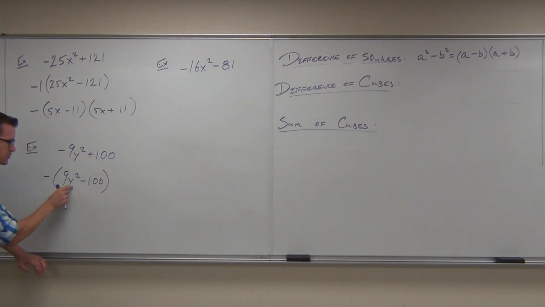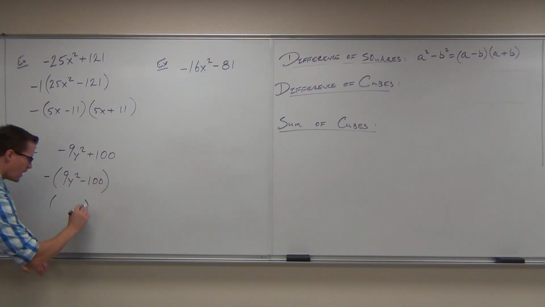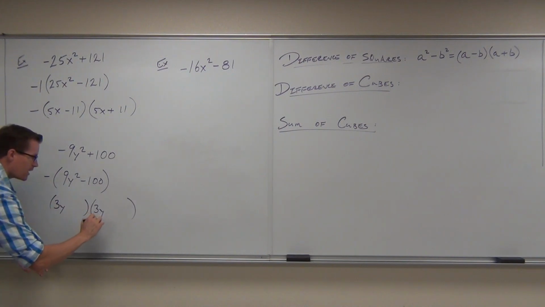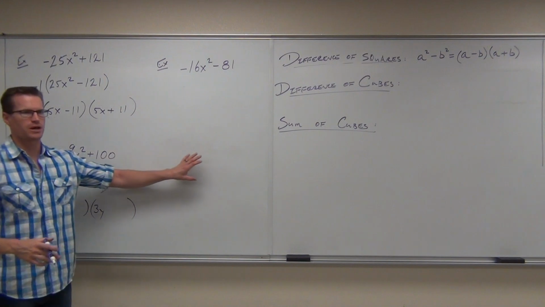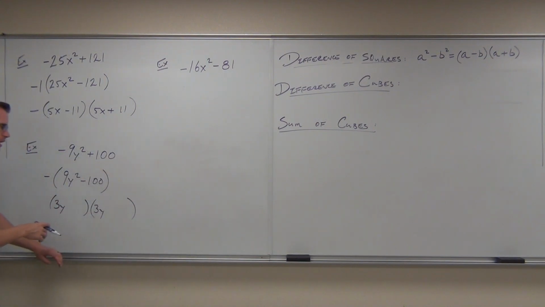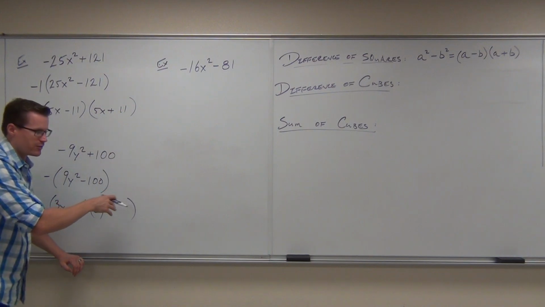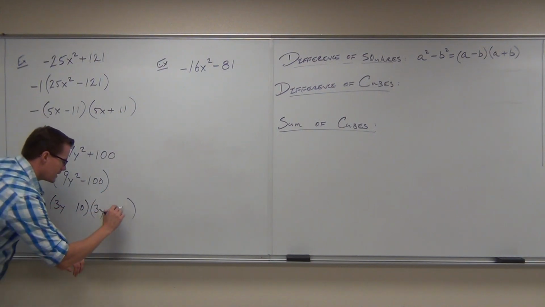Yes. This is 3y squared. I'm not even going to write it, I'm just going to do it for you. This is 3y squared. This is 10 squared. So if it's 3y squared and 10 squared, we put 3y and 3y. You can, of course, do the work off the side, just like I've been showing you. Right now, this is kind of just your practice. So I expect that you're doing that. We put 10 here and here.